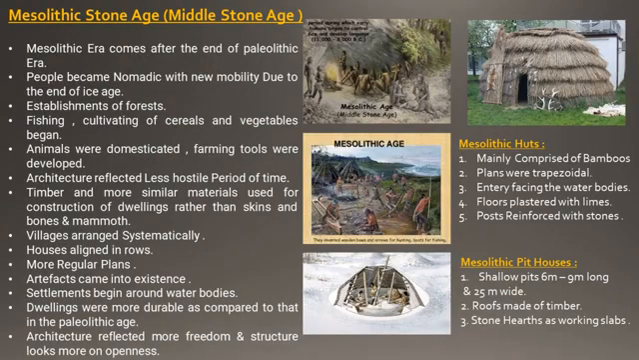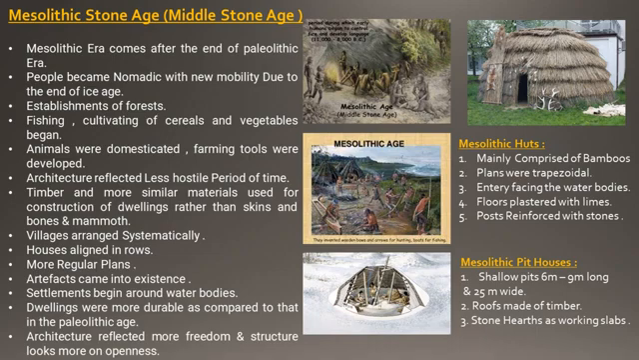Phase 2 of the Stone Age, also known as the Middle Stone Age era. People became nomadic with new mobility because of the end of an ice age. Considering the architectural development, timber and similar materials were used for construction of dwellings, after the skins, bones and mammoth tusks. Villages were planned in symmetry rather than placing the huts organically. Houses were aligned in a row, with more rectangular planning. Settlements began around water bodies.